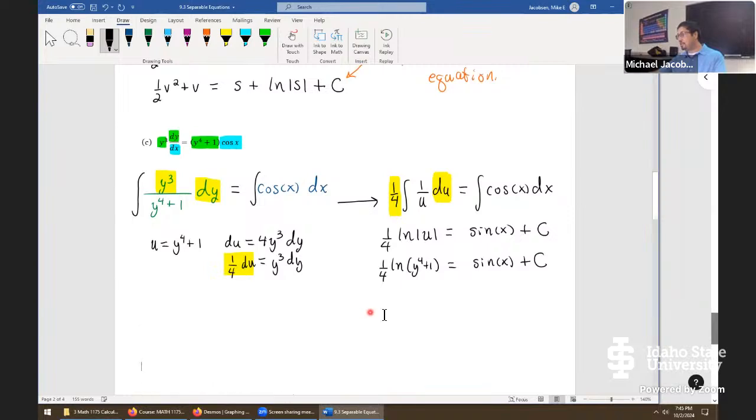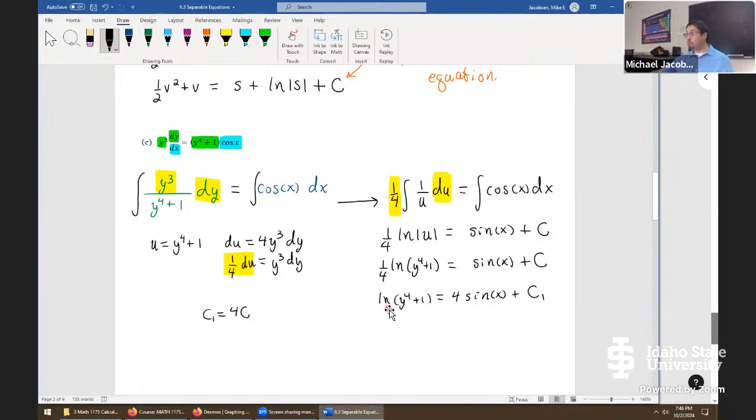So coming down here, if we're going to solve this equation, first thing we should do is eliminate the coefficient. Let's multiply both sides by 4. Natural log of y to the power 4 plus 1 is now 4 sine x plus a new constant, c1. We'll say c1 is 4 times c, the old constant.